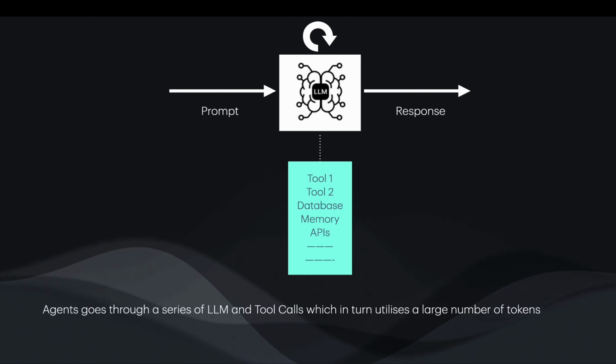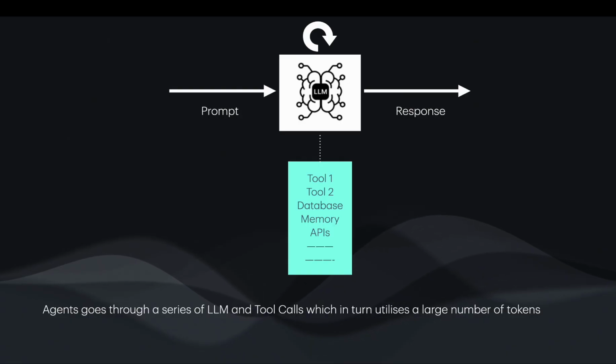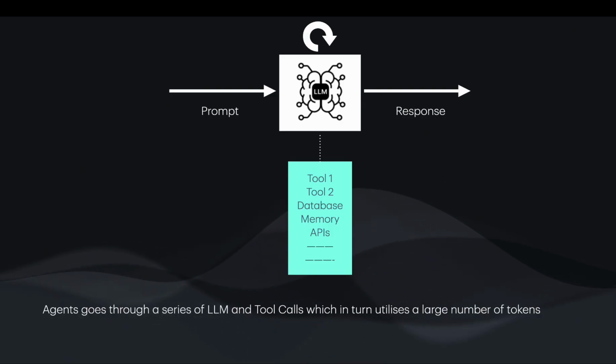Looking at this diagram and what I have mentioned, this looping process can go on until the LLM thinks that it has done all the steps to generate the final response. So this agent goes through a series of LLM and tool calls, which in turn utilizes a large number of tokens, and that also increases the size of the context.